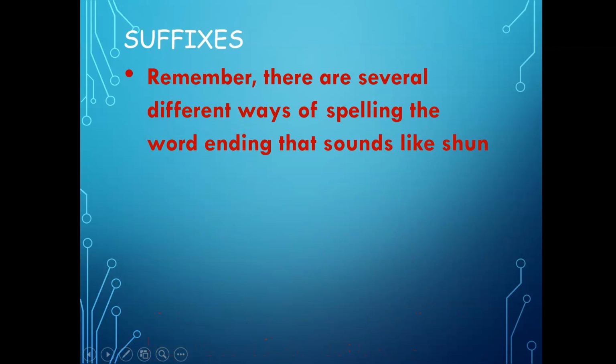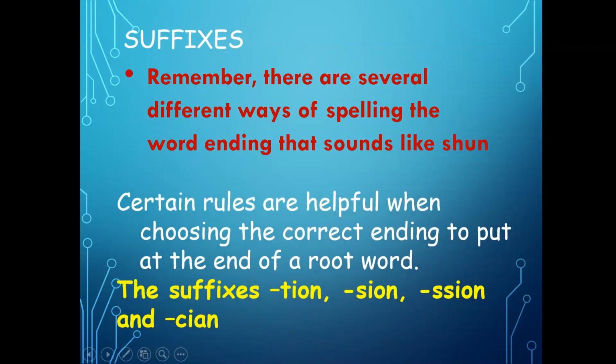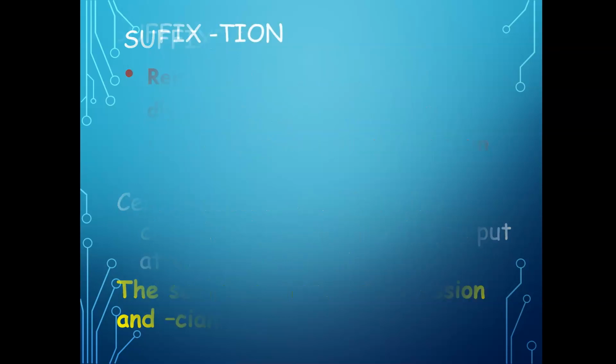As I told you, there are several different ways of spelling words, and one such sound we'll be exploring today is shun. All the suffixes we are going to investigate have the sound shun. There are several different ways of spelling the word ending that sounds like shun. So the rules will be very helpful when choosing the correct ending to put at the end of a root word. So let's talk about the suffix tion.